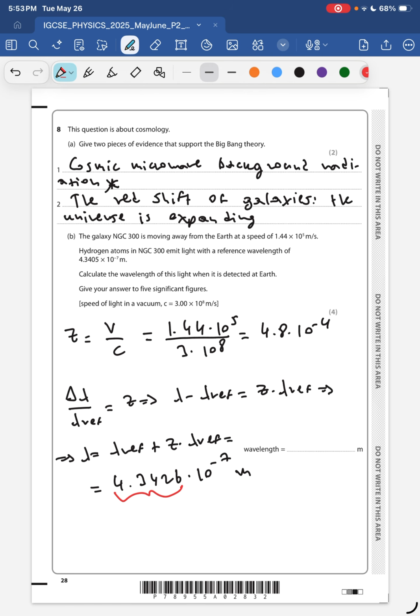And also notice that this is longer than the reference wavelength, okay, which is the essence of redshift. It means that it moves towards the red. Red is 700 nanometers, okay, so the radiation moves towards that limit.